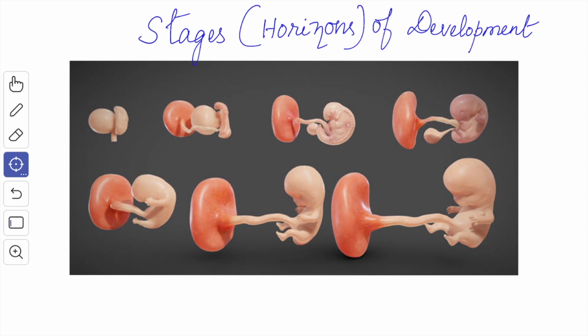The full-term fetus at the 10th lunar month presents the umbilicus at the center of the abdominal wall, the testis in the scrotum, and the appearance of epiphyseal center at the lower end of the femur.